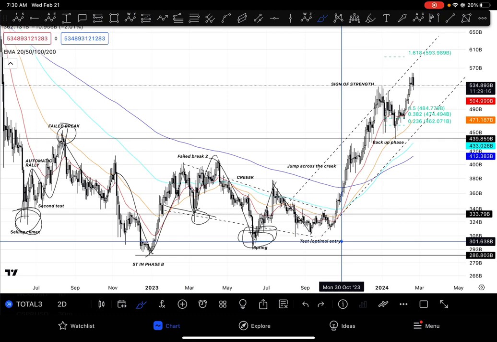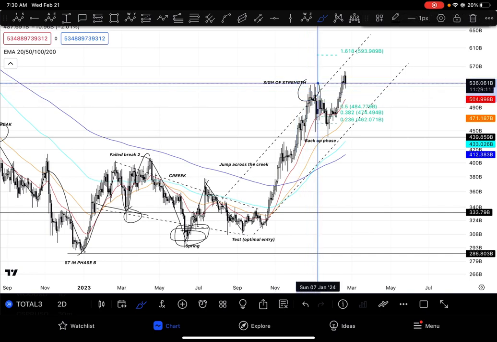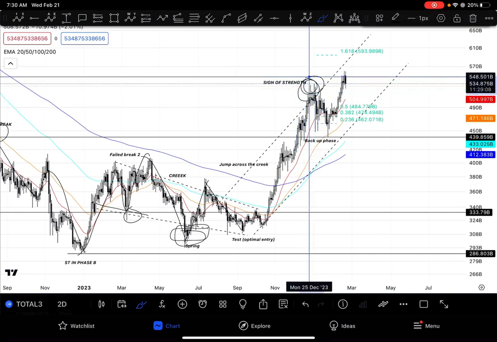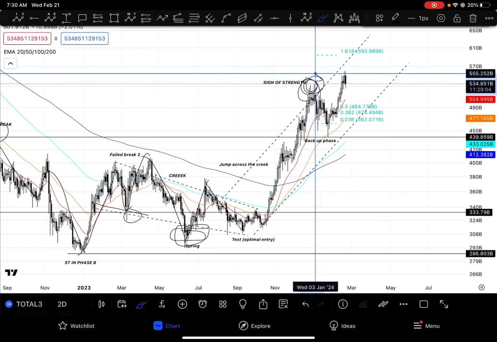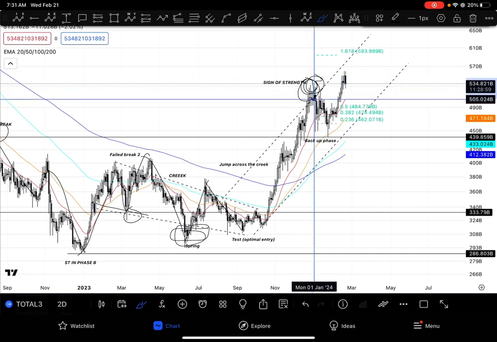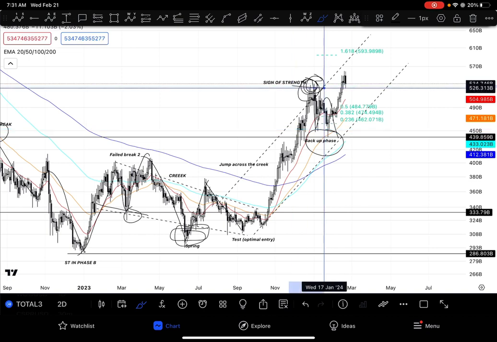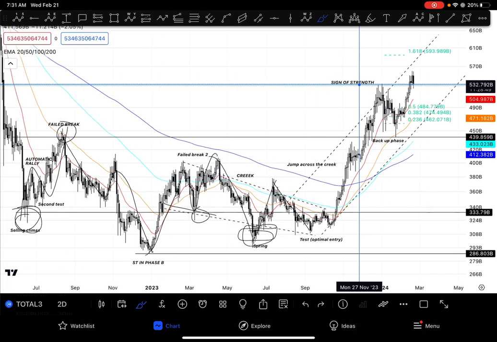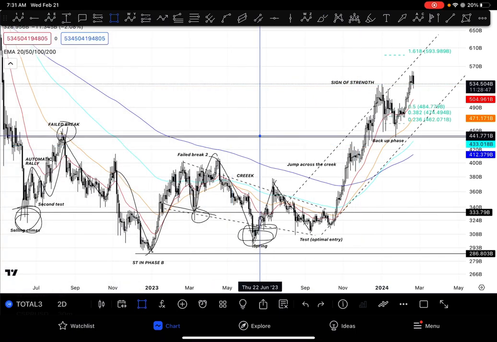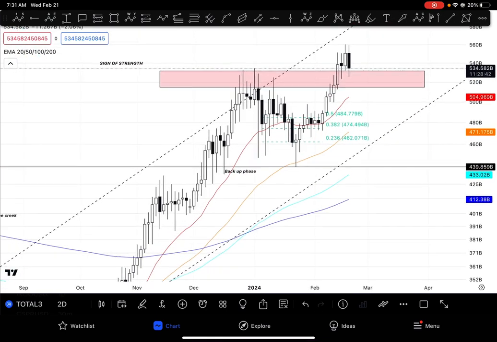Okay. Now we're above the range. When you're above the range, you have what's called your sign of strength. This is your pure euphoria over here. Okay. This was in, let me see here, January. Then we had an A, B, C correction down for your backup phase. And now we're above our range highs. So this is your range highs over here. Right here. You see? We're above it.